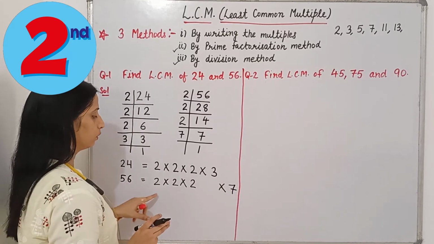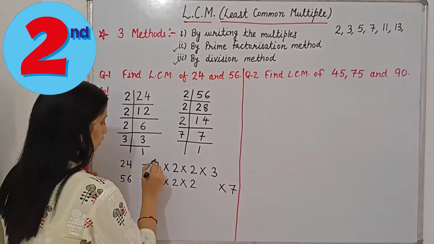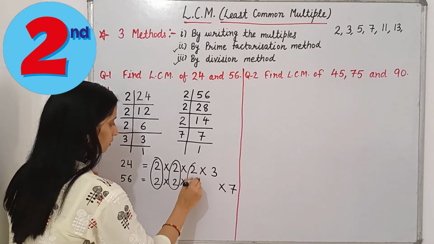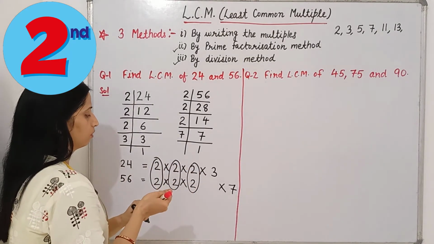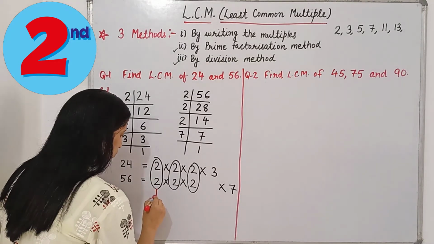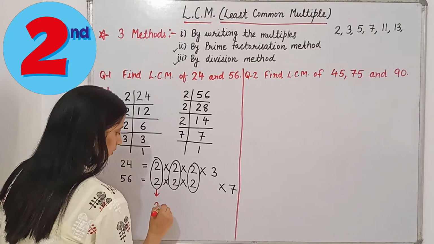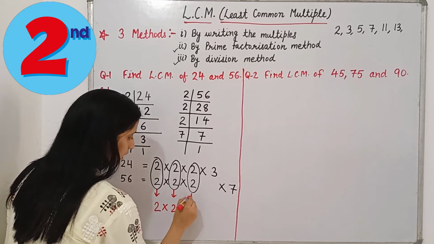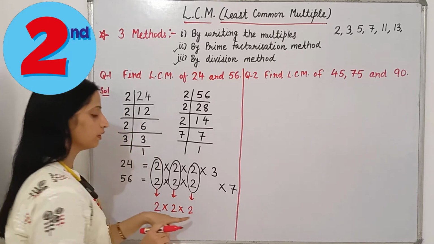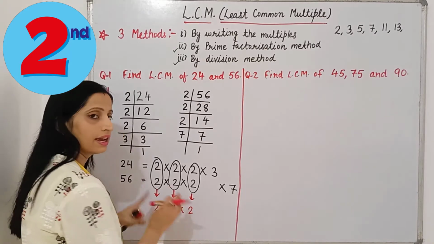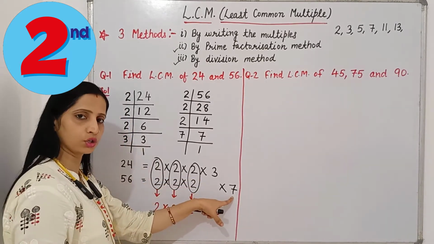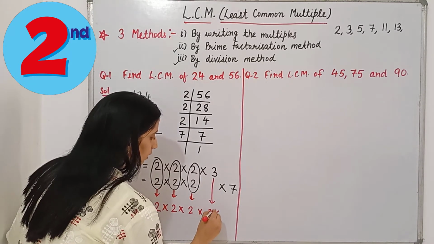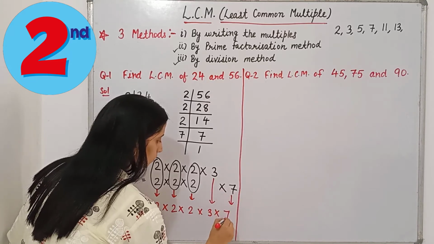Now what we will do? First we will write down the common factors. 2 is common in these two, 3 times. Okay, so we will write 2 here multiplied by, again we will write 2 one time, we will put the sign of multiplication and we will write 2 one time. Now we will find out the product of the common factors as well as the rest of the factors which are not common. So 3 is not common, so we will write 3 also multiplied by 3, and 7 is not common, so we will write 7 also.